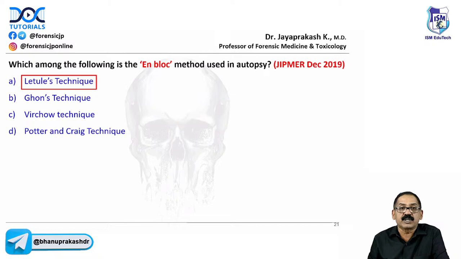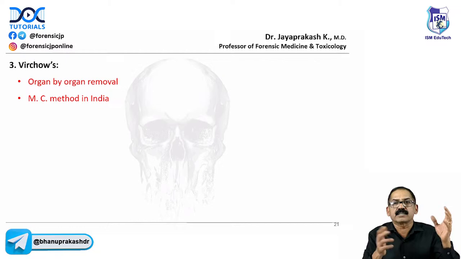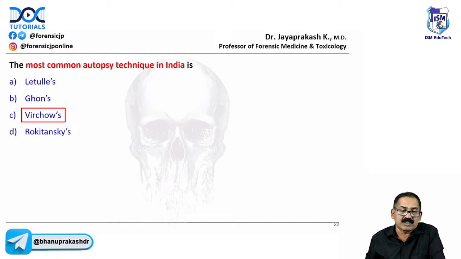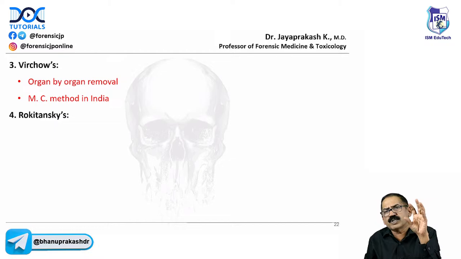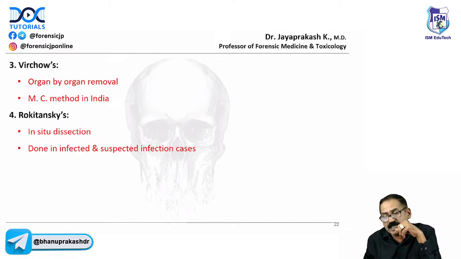Number three, Virchow. Virchow means organ by organ removal. Most common in India. Just remove right kidney, left kidney, liver, pancreas, intestine, one by one you remove. So, in Virchow technique, organs are removed one by one. The most common autopsy technique in India is Virchow. Rokitansky technique: if you suspect some infection or known infected cases, you don't want to expose your body. So, you just open the cavity, just outside you look, whichever is very important, that piece only you remove. That is Rokitansky technique.